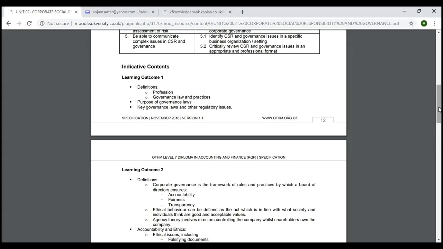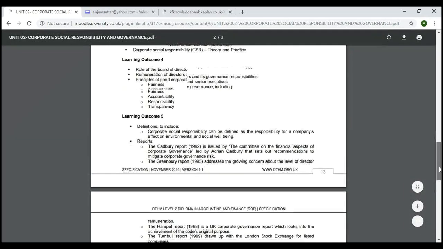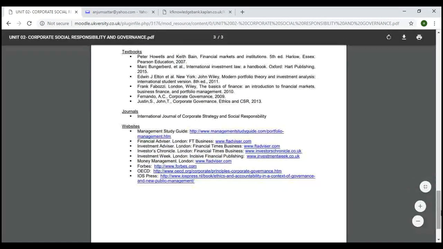So today, if we look at the indicative contents, guys, when you do your assignment, make sure you go through these indicative contents when you do learning outcome 1, assessment criteria 1.1, 1.2, and the other learning outcomes as well. So profession, what is meant by profession, what are the professional values? We'll go through governance law and practices, purpose of governance law, key governance law, and other regulatory issues in today's lesson. We'll try to contextualize our discussion by adding various examples of different companies.